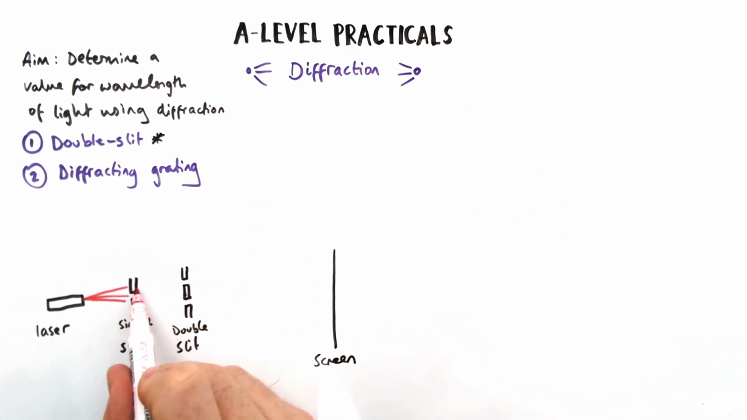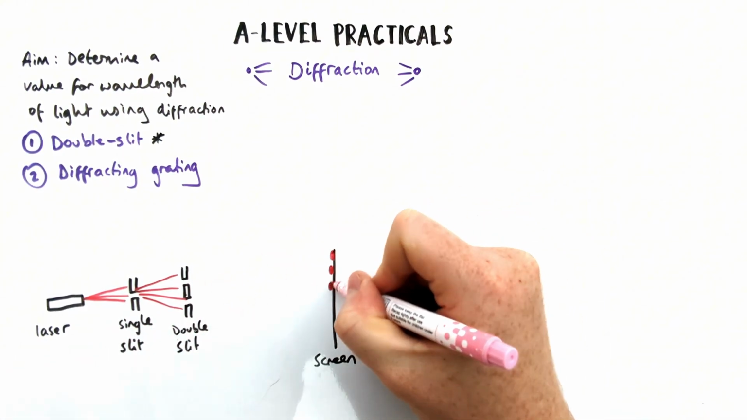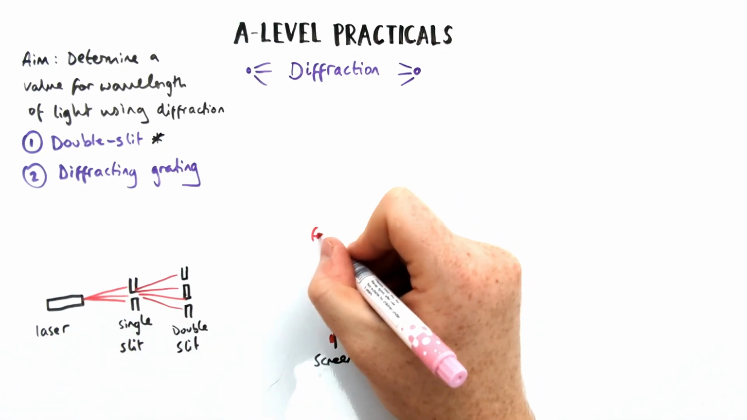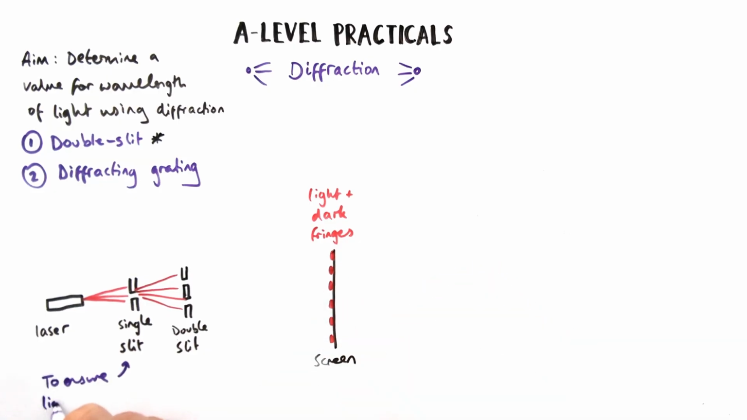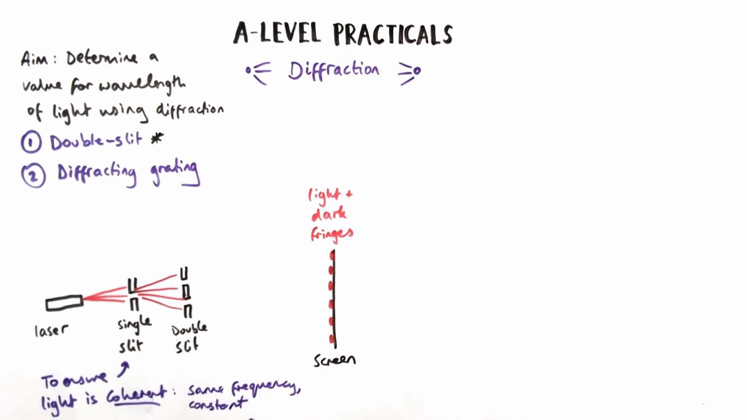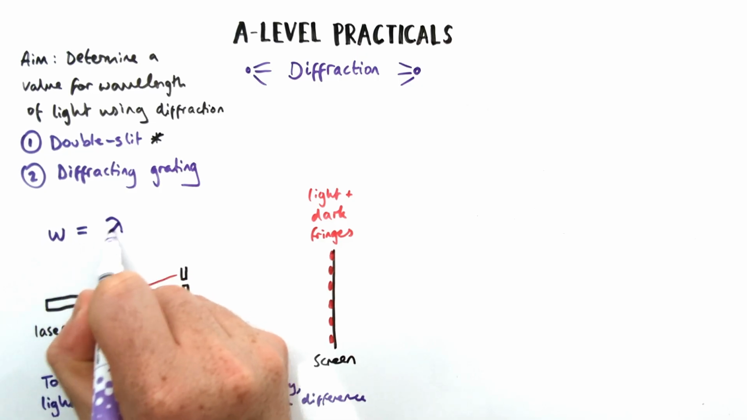On the screen you'll see a pattern of light and dark fringes, which are as a result of the waves superposing, which means there's constructive interference and destructive interference. The single slit is there to ensure the light going through the double slit is coherent. That means it's got the same frequency and a constant phase difference. If you're shining your laser quite close to the double slit so that the whole laser covers both slits, you are likely to find you won't need the single slit anyway. It's just to ensure that. And this is what Thomas Young did in his original experiment back in the 1800s.